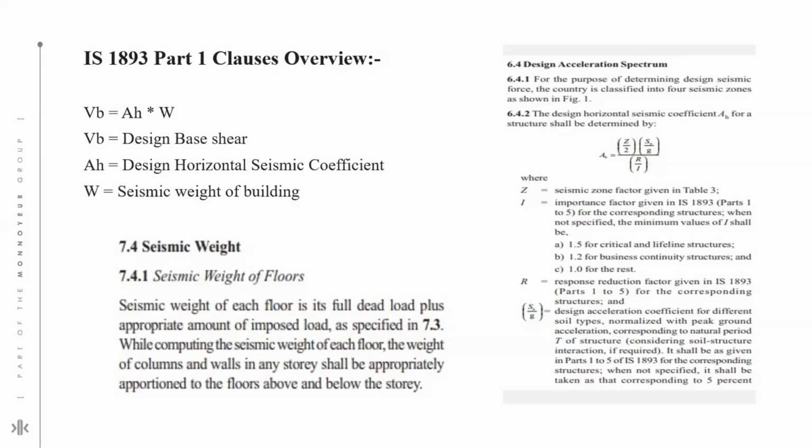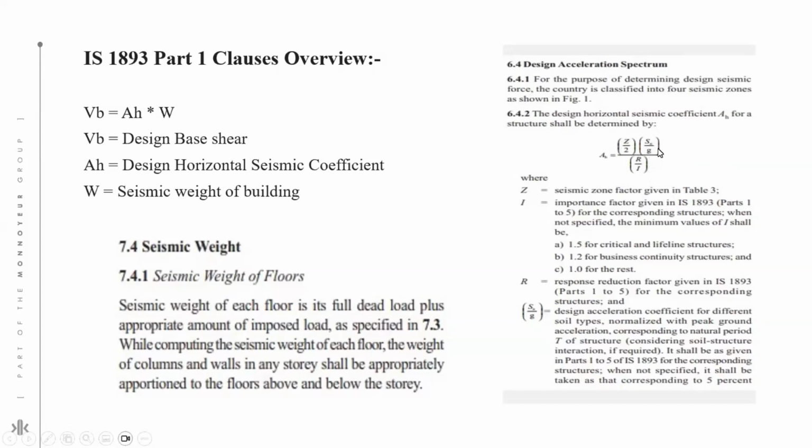It is simply the seismic weight of the building multiplied by a factor or coefficient, which is called the design horizontal seismic coefficient. To calculate the design horizontal seismic coefficient, we have a formula. In IS 1893, you can see Z/2. Z is nothing but the seismic zone factor, which is given in table 3 of IS 1893.